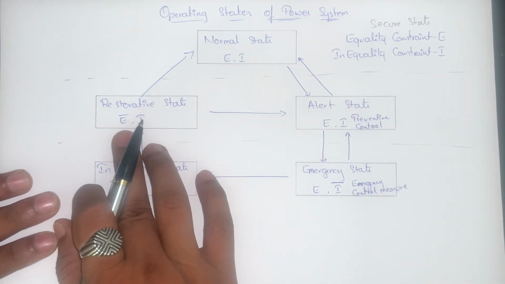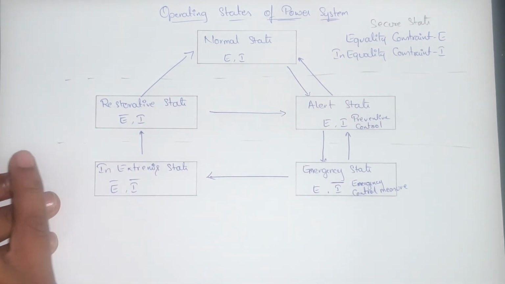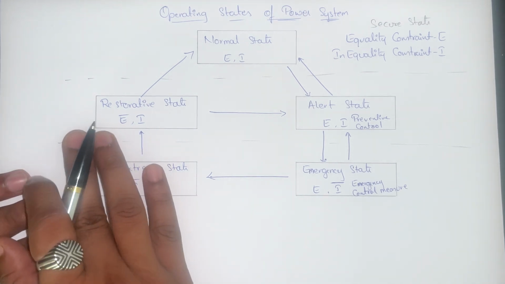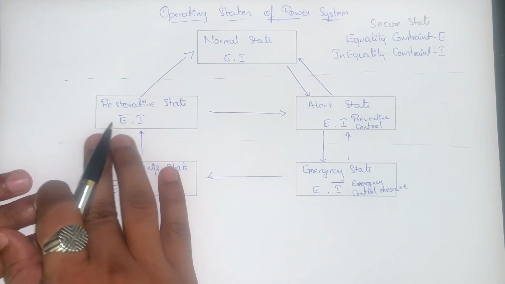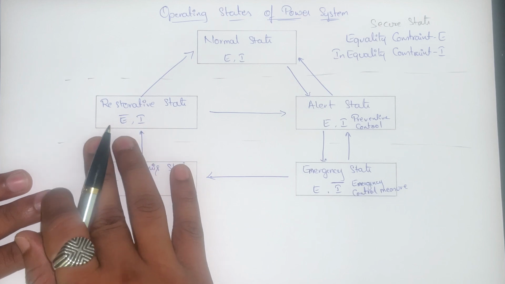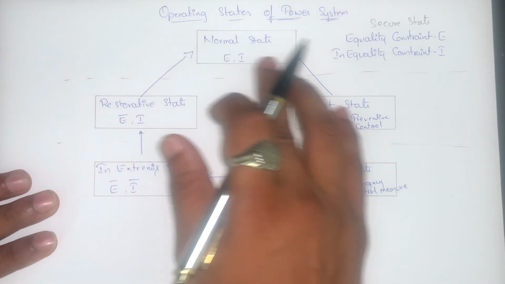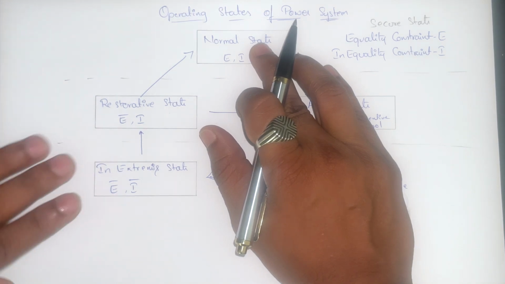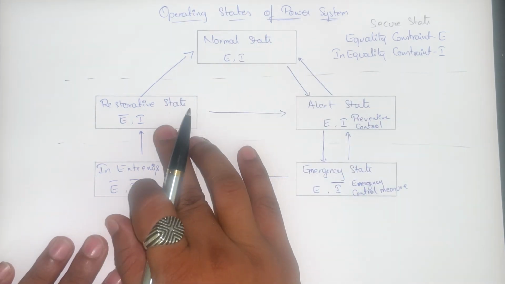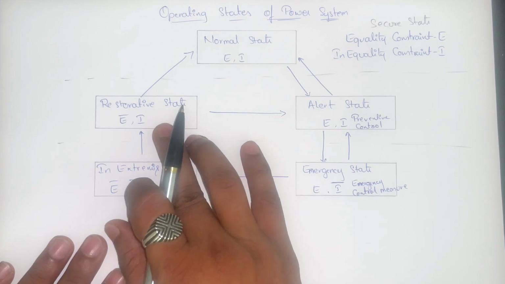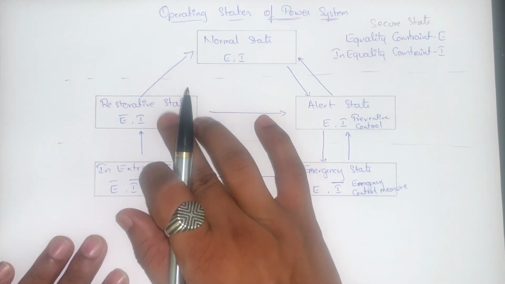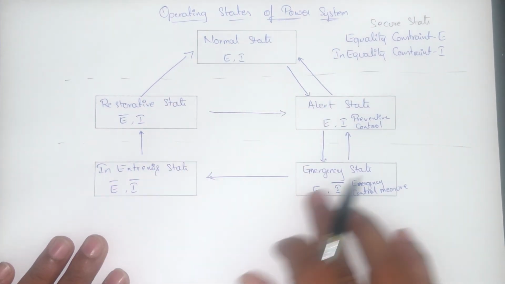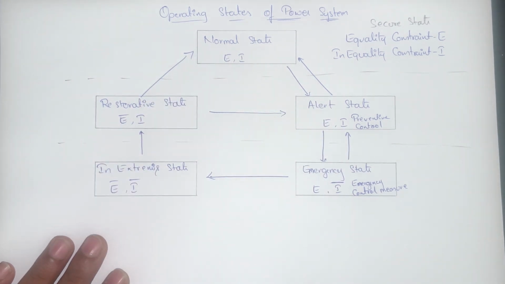Here in the restorative state we are not at 100% of the load supply at this state. We are trying to regain the system back to the normal state, from here to the alert state or back to the normal state. And here we are synchronizing the system so that the system works 100% effectively from here onwards. Okay. These are all about the operating states of the power system.